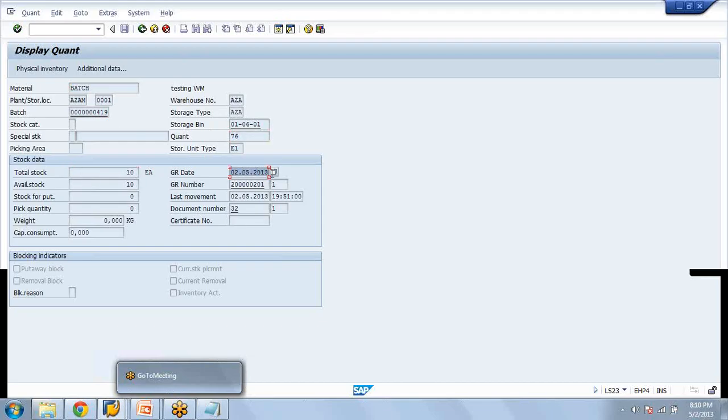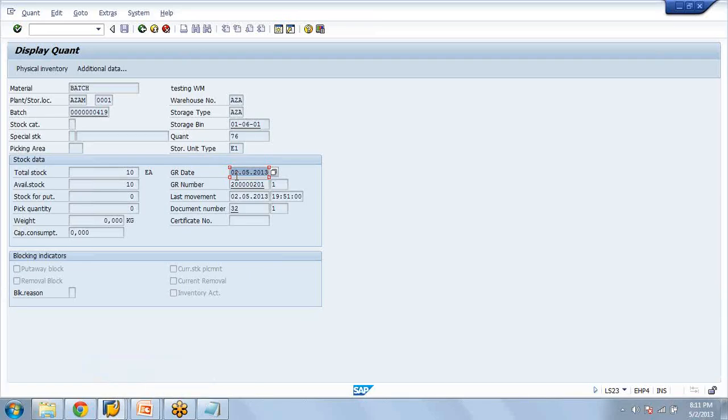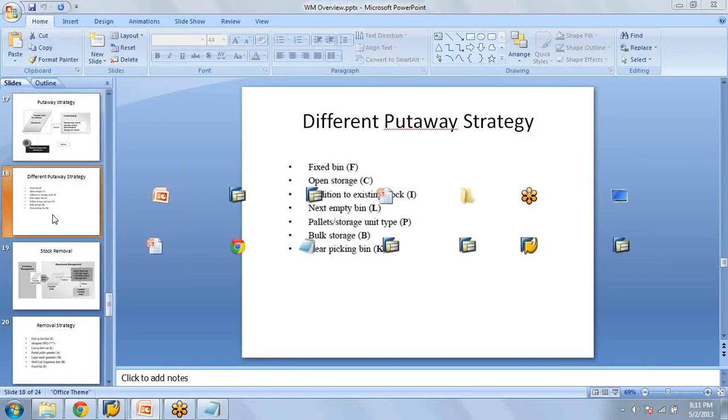But the GR date you see here, no? If, for example, I am procuring tomorrow on the 3rd of May, then what happens? The 3rd May will be overwritten. It will go off. The first GR date will stay. So then this FIFO will not help you in picking strategy, because FIFO will always look for this and will pick the goods, right? So you should be very clear.